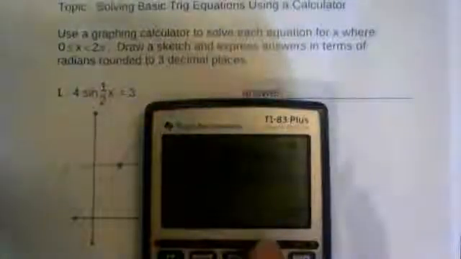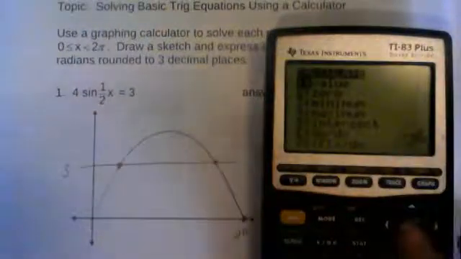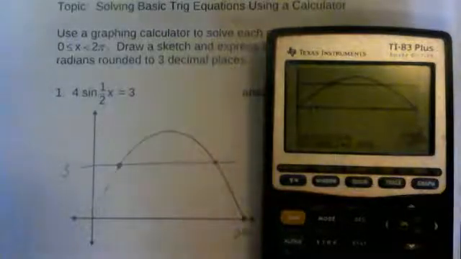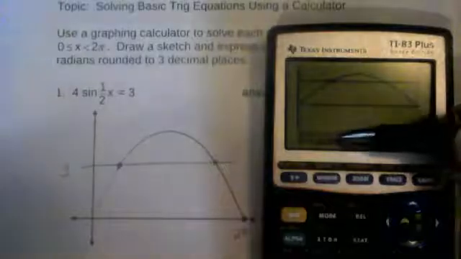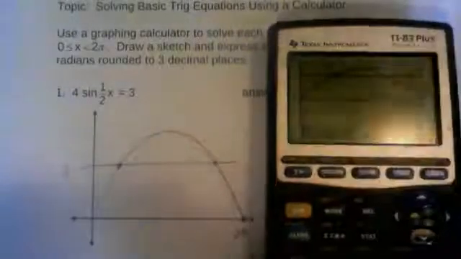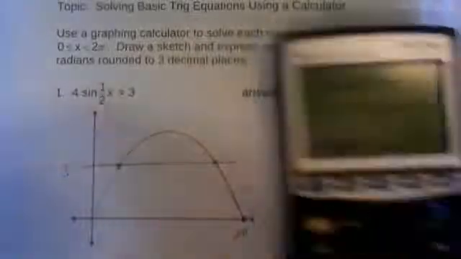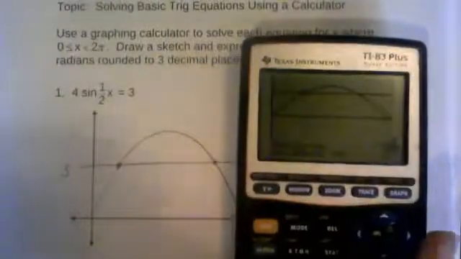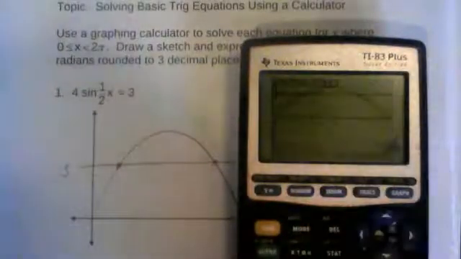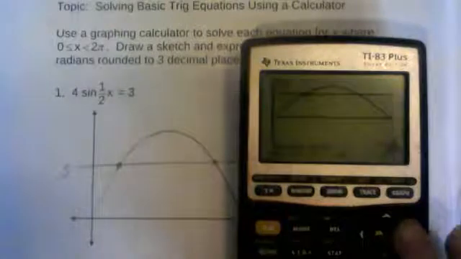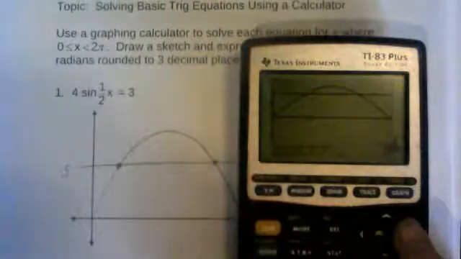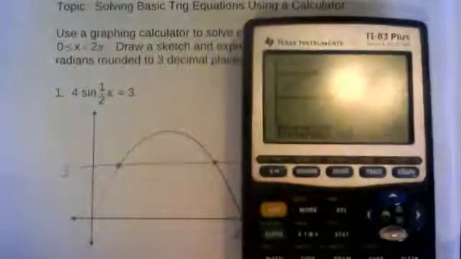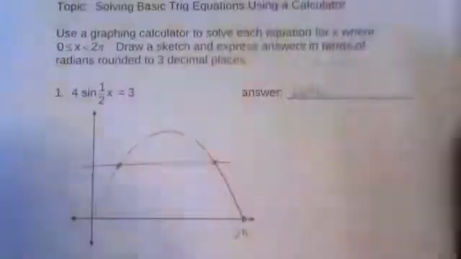So we're going to second calculate, second trace, 5, enter, enter, enter. There's our first one. So we're going to go 3 decimal places. This is in radians. So that would be 1.696. And then the second intersection, second calculate the intersection. Move over there close to the second intersection. And we get 4.587.